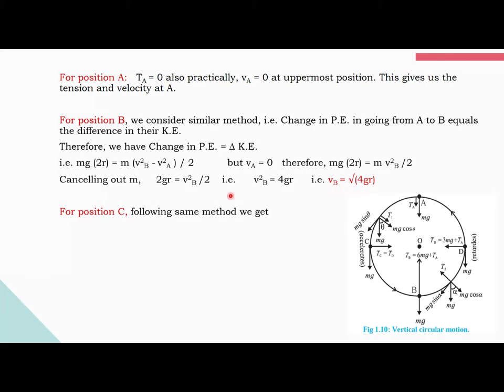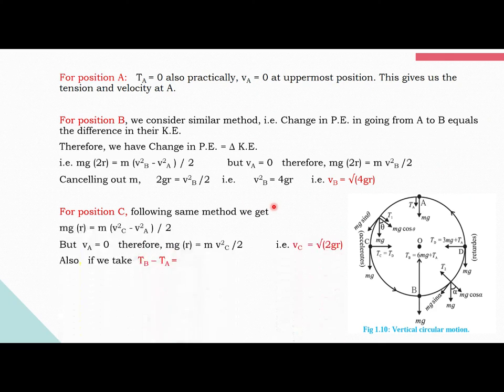Then for position C, following the same method, we get mg into r is equal to m (Vc square minus Va square) upon 2. But Va is equal to 0, therefore mgr is equal to m Vc square upon 2. That is, Vc is equal to under root of twice gr.